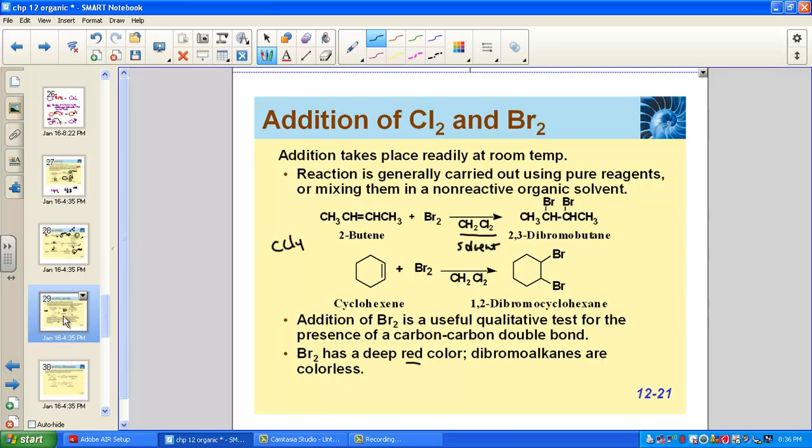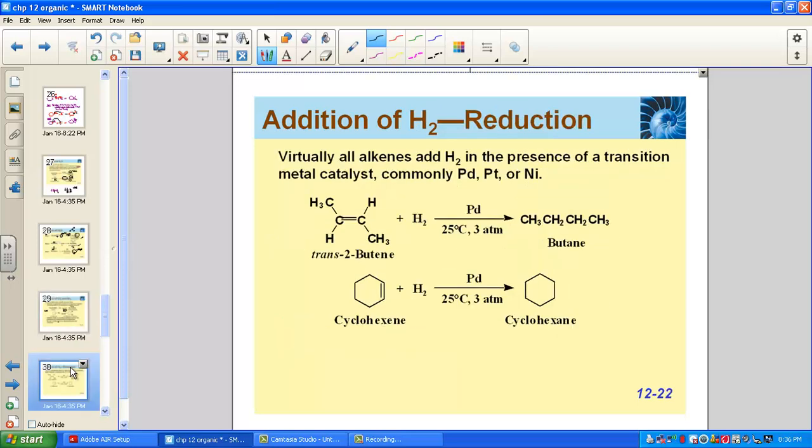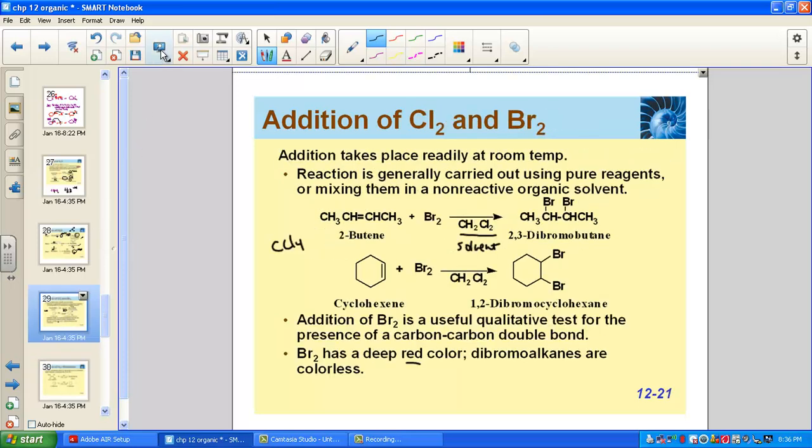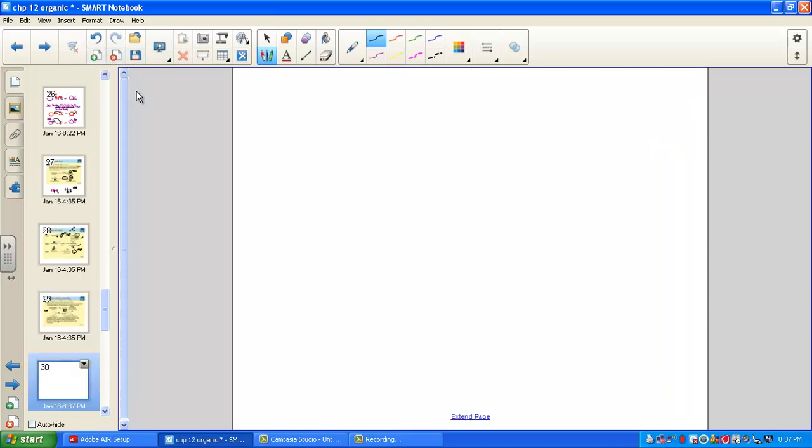Break the double bond, and each one of the bromines will go on. Let's add a slide here and just take an example. Suppose I have, let's just say, I'll draw a 6-membered ring, cyclohexene.